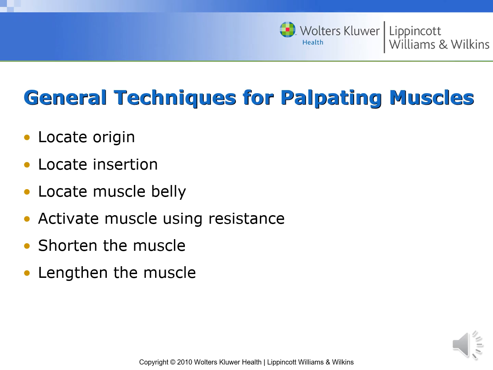So in order to correctly palpate a muscle, you must first locate its origin. We then locate where the muscle inserts, so locate the insertion. We locate the muscle belly. We activate the muscle belly by using resistance. We shorten the muscle, and then we lengthen the muscle. And as I said, this is something we're going to go over more in depth when it comes to your practicum.